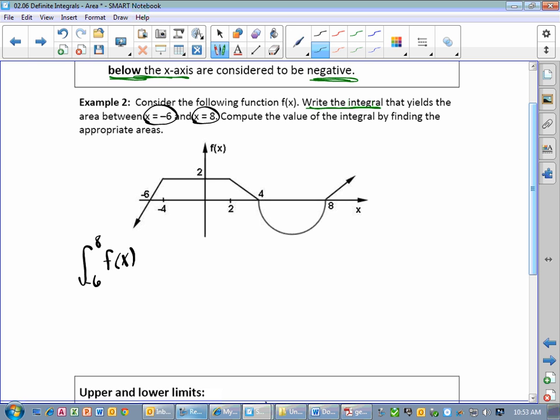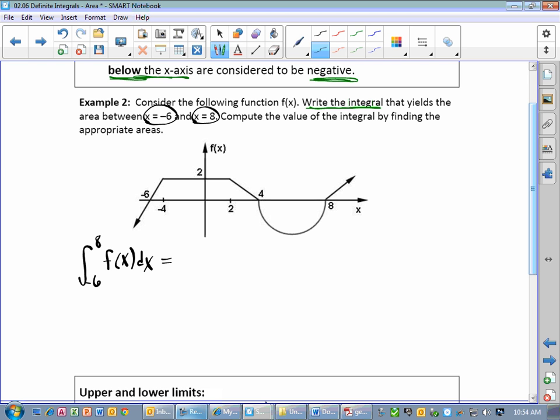Does the smaller number always go on the bottom? Because it says write the integral that yields the area between x equals -6 and x equals 8, this gives us the area between x equals -6 and x equals 8. If the question is whether the smallest number must always be on the bottom, the answer is no, it doesn't have to. But for what we're doing right now, the answer is yes, it should. That will yield this area. Yes, it matters.